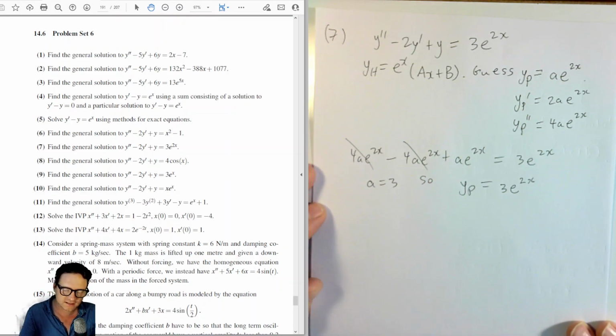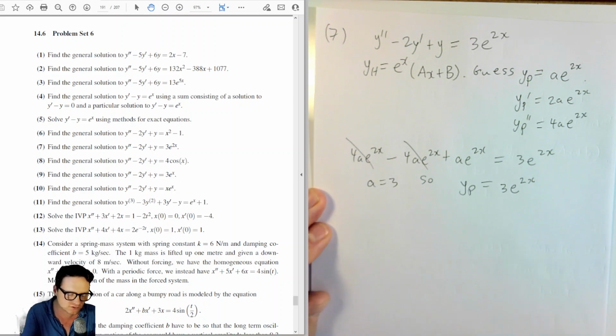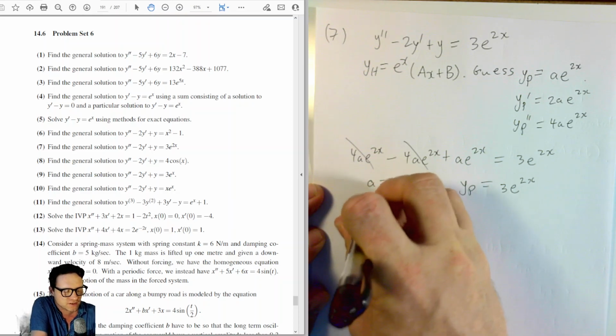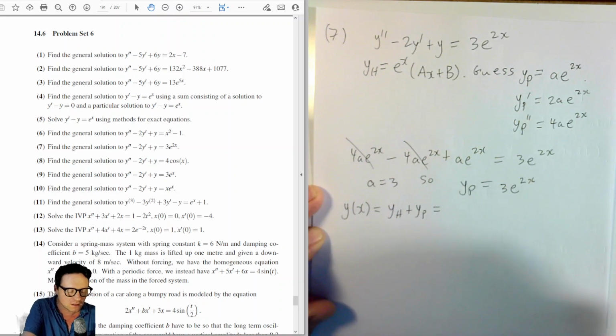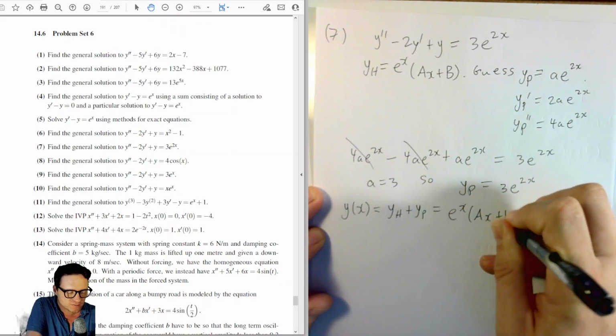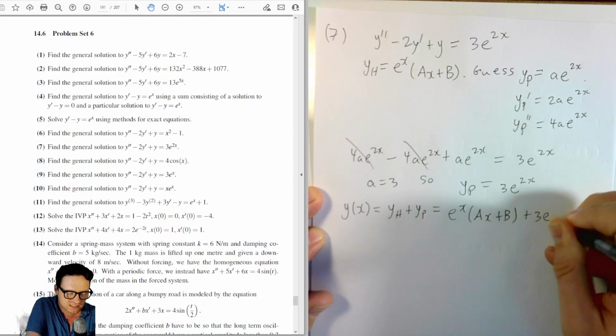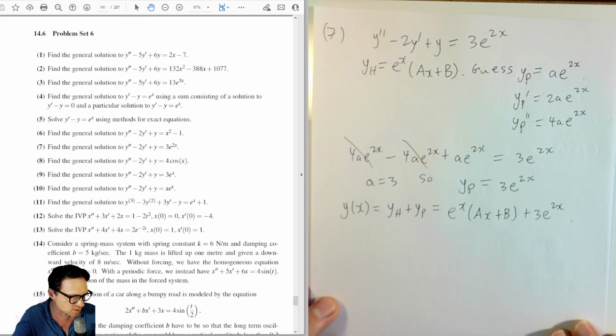All right, great. And so now we need to add that to our homogeneous solution. So y as a function of x is y homogeneous plus y particular, which is e to the x (ax plus b) plus 3e to the 2x. Fantastic. Let's move on to question 8.